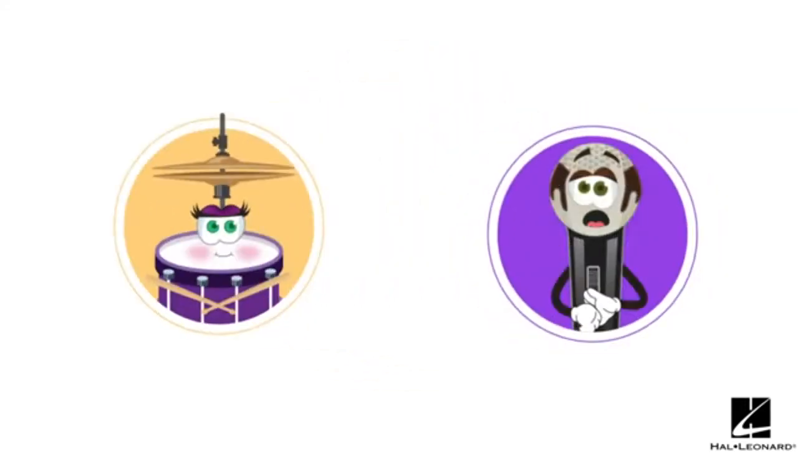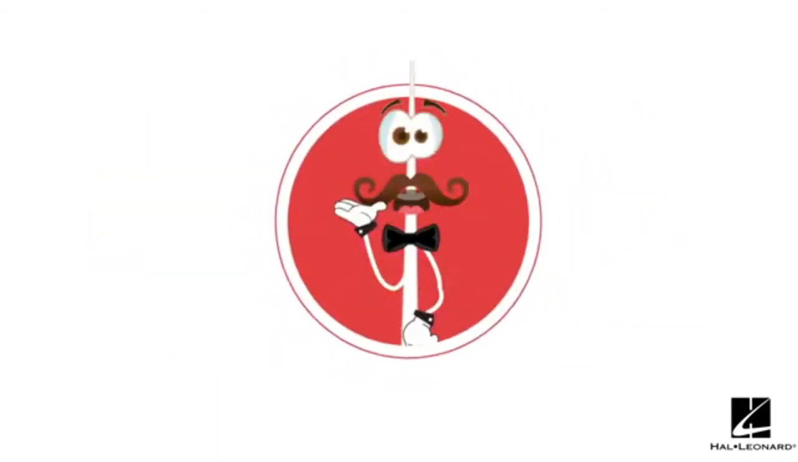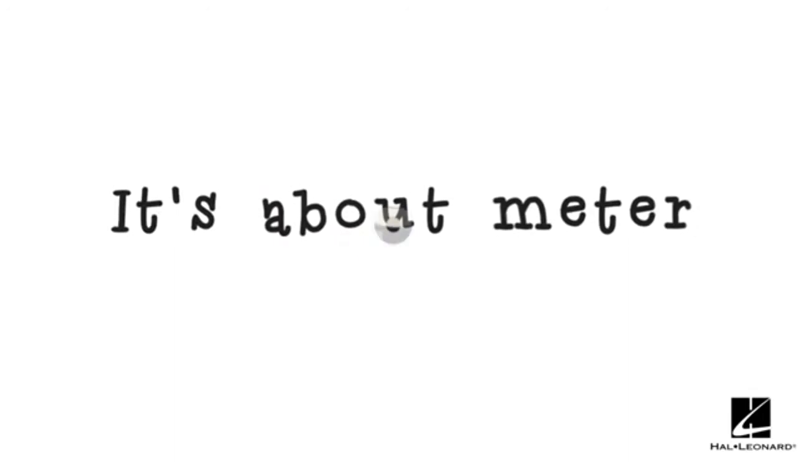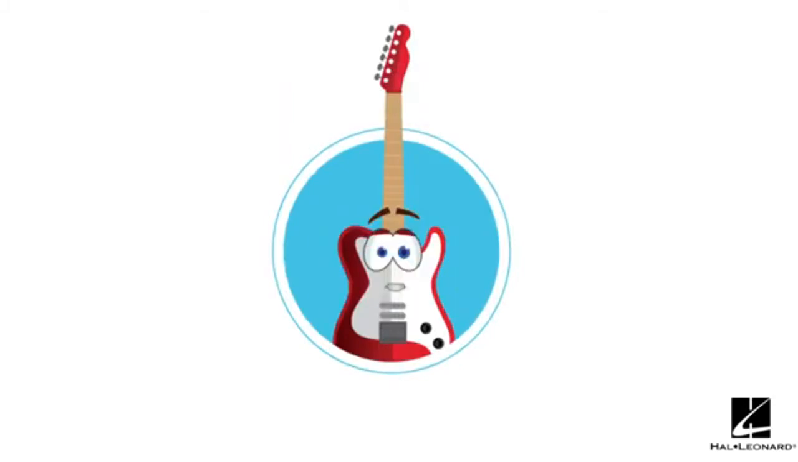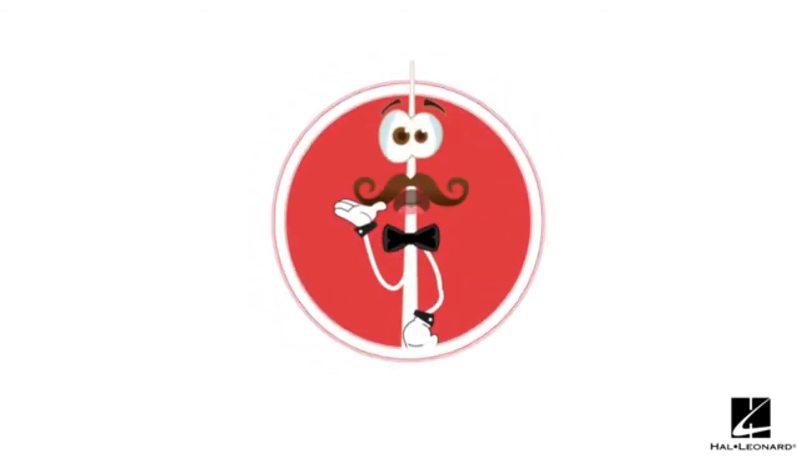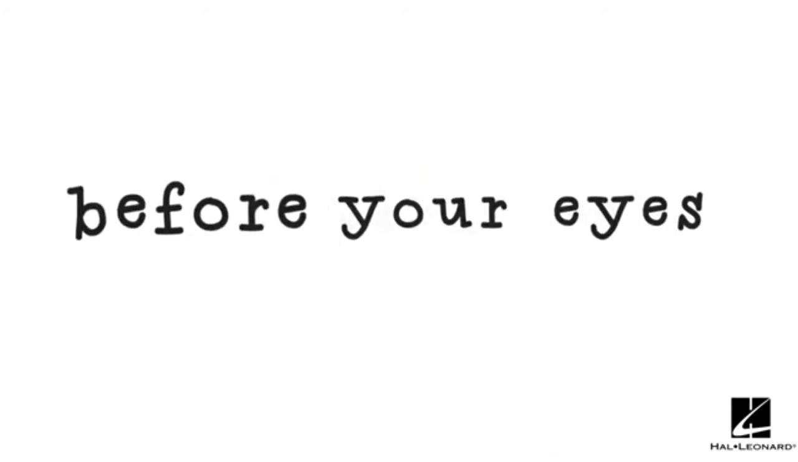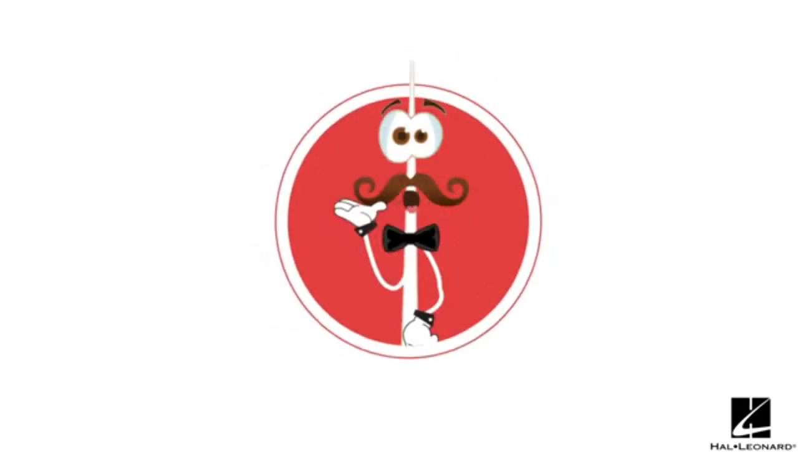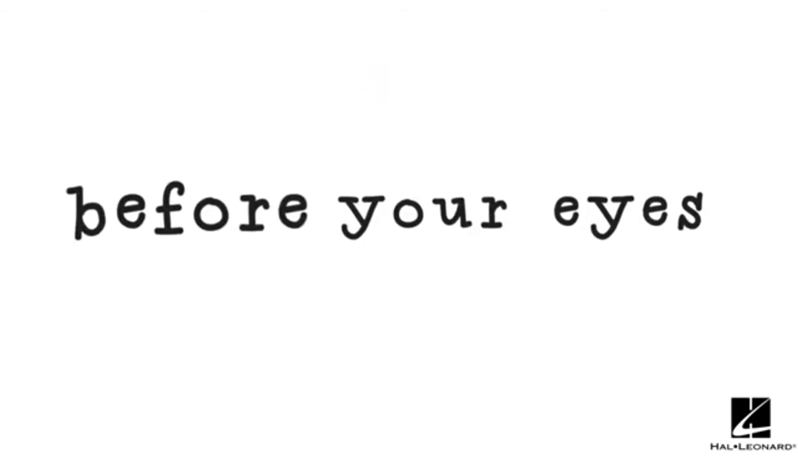Come on, Mike. Not in 4/4. Get me out of here. It's about time. Hey, I think they're getting it. It's about meter. These kids are so smart. You ought to try a meter on for size. Bravo, everybody. 4 over 4. It's all about time, everybody. Strong on 1 and add 3 more. It's all about organizing beats before your eyes. Now that's what I'm talking about.